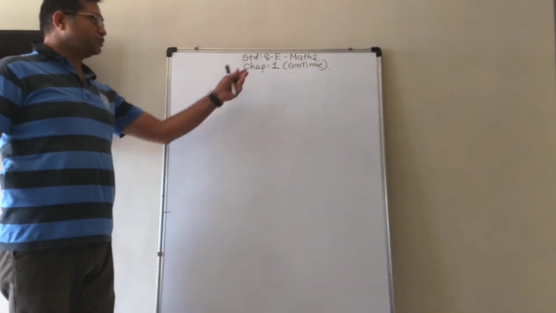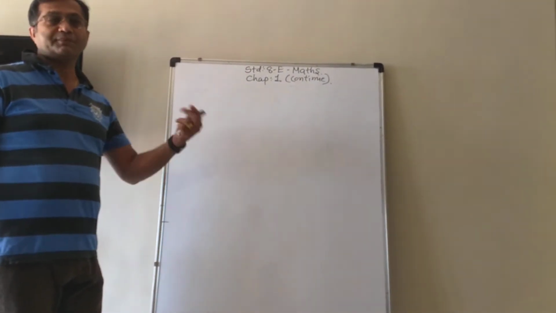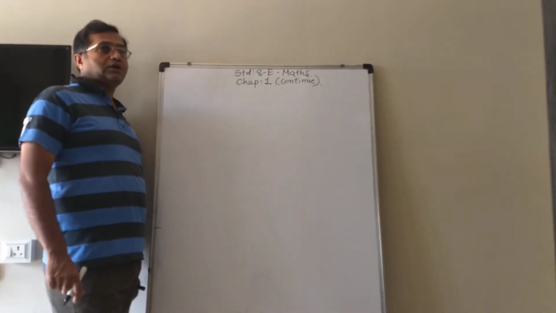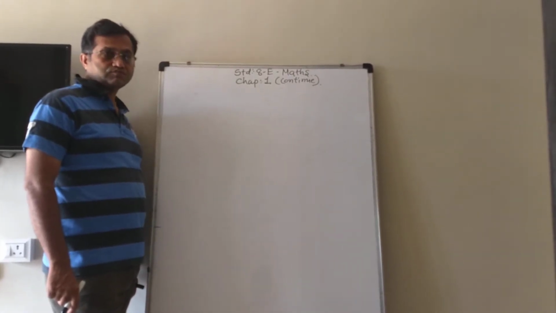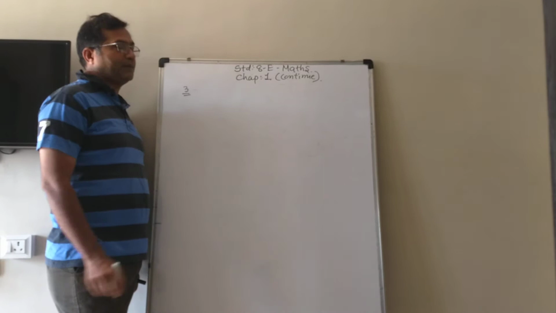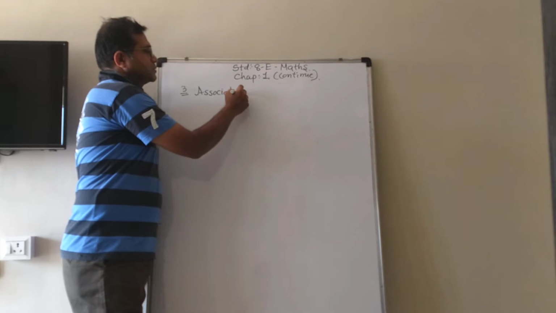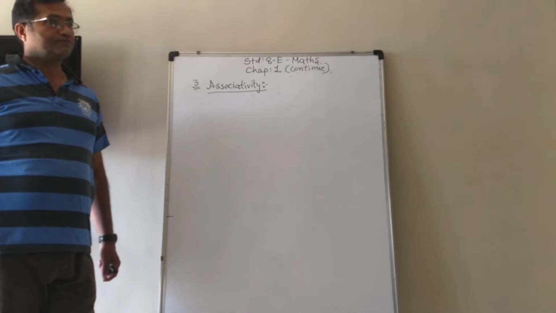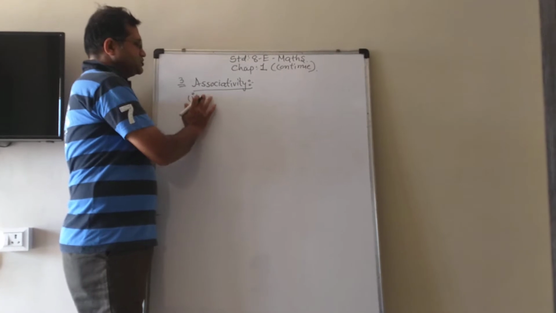Today we are going to continue chapter 1 that we left from the previous session. In the previous session we learned the closure property and commutativity. Now we will do the third property. Next property is associativity. Associativity also we will check for all the four operations. First for addition.